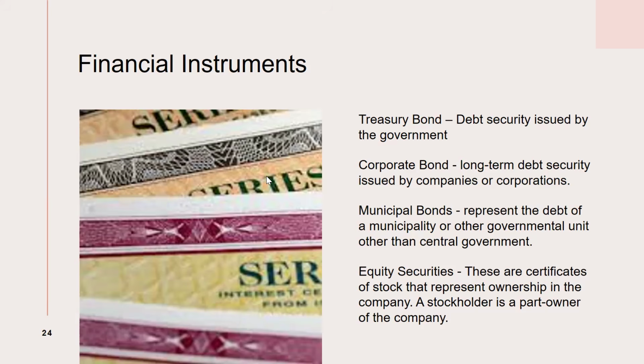Now, when you buy shares in a company, that would be an equity security because you now have ownership or part ownership of that company.